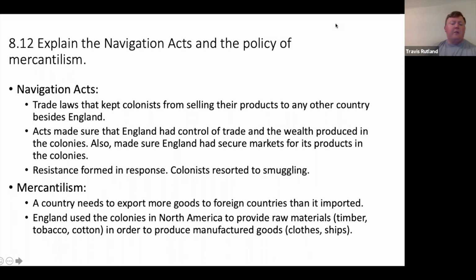Now, mercantilism is when a country needs to export more goods to foreign countries than it imports. All right, so you want to sell more than you buy. So England used the colonies in North America to provide raw materials, timber, tobacco, cotton, in order to produce these manufactured goods. Okay, cotton would then turn into clothes. The timber would be for building ships. All right, so that is the first section of our review. That is colonization. That is 8.01 to 8.12.